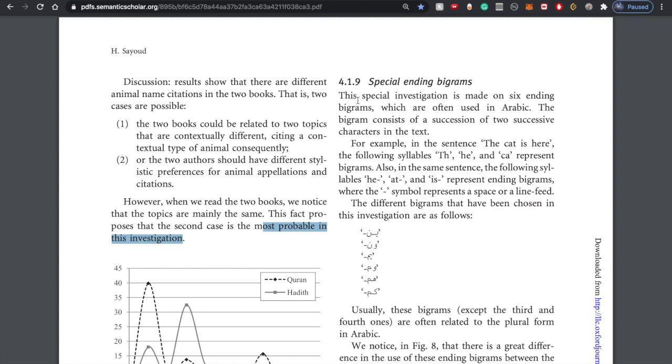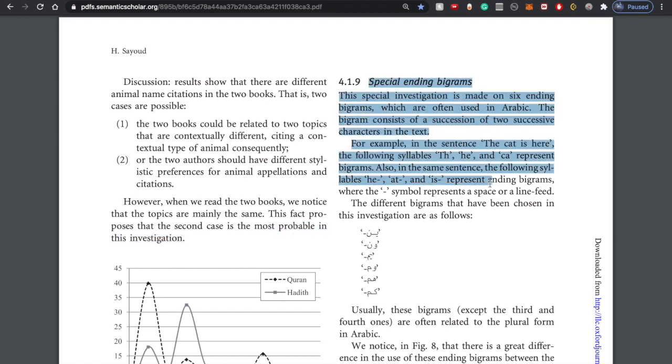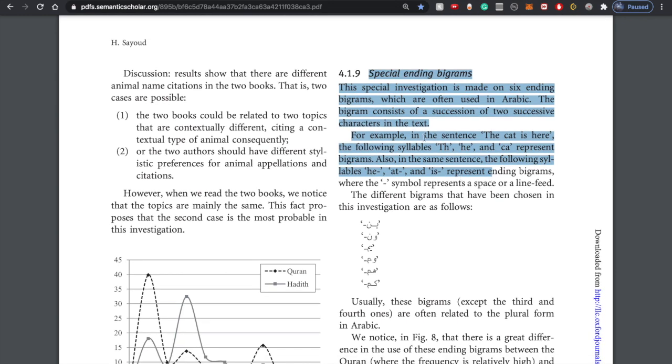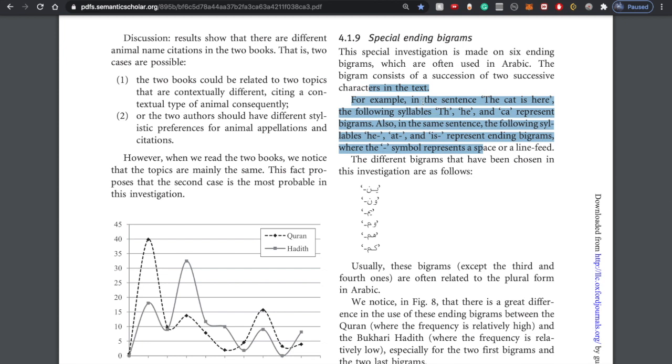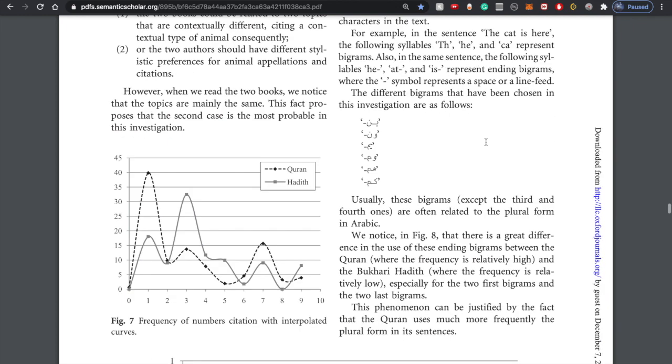Okay, so the next one here is special ending bigrams. This special investigation is made on 6 ending bigrams, which are often used in Arabic. So, looking at the endings of sentences. For example, in the sentence, the cat is here, the following syllables, the, he, and ka represent bigrams, and also the end, like he, at, and re. So, certain different bigrams have been chosen from Arabic, these ones.